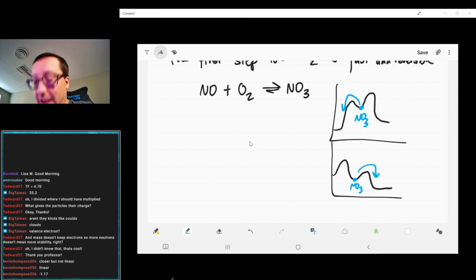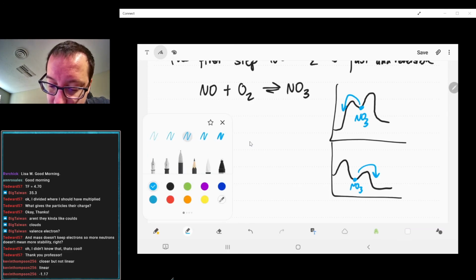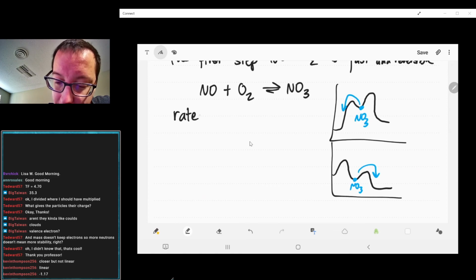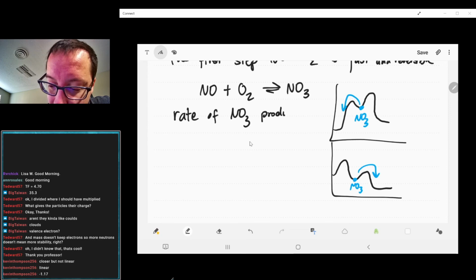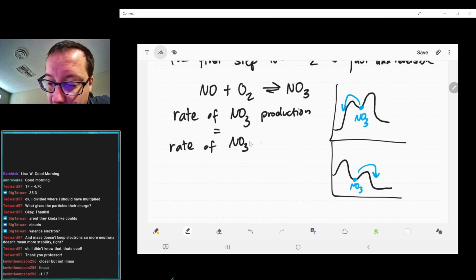So we're going to see that if your second step is slow, your first step is probably going to be fast and reversible. And so what that means is that the rate of our forward reaction is probably going to be the same as the rate of the reverse reaction.